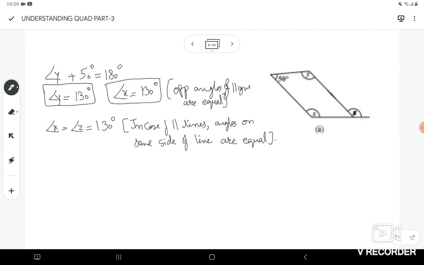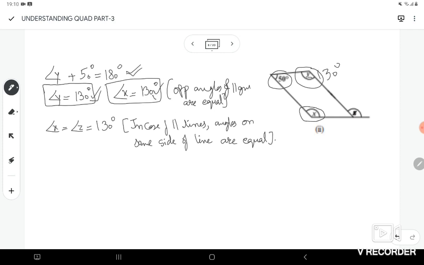Now moving on to the next part of the question. Here we are given that an angle is 50 degrees. So y plus 50 degrees is equal to 180 degrees, because the adjacent interior angles of a parallelogram are supplementary. This gives y plus 50 degrees equal to 180 degrees, and y comes out to be equal to 130 degrees.